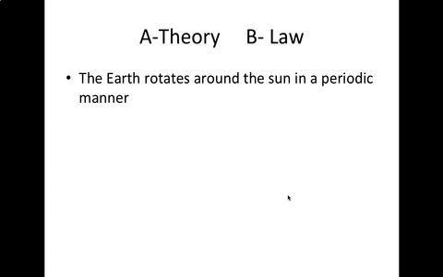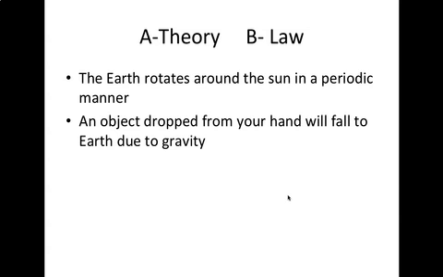So, the Earth rotates around the Sun in a periodic manner. Is that A, a theory, or B, a law? Good. Lots of laws there. An object is dropped from your hand and will fall to the Earth due to gravity. Yeah, that's explaining a why, so it is a theory. It's saying how is it happening. It's just not saying that it's happening. So it's a theory. Questions on that at all?